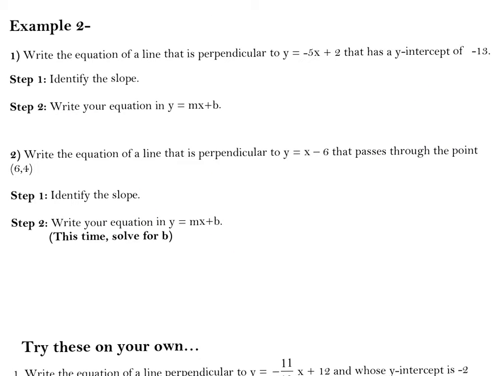All right, example 2, we're going to write equations given different information. The first one: write the equation of a line that is perpendicular to y equals -5x plus 2 and has a y-intercept of -13. Your first step is to identify the slope. Remember, this only works if it's written in y equals mx plus b. We know that m is slope.